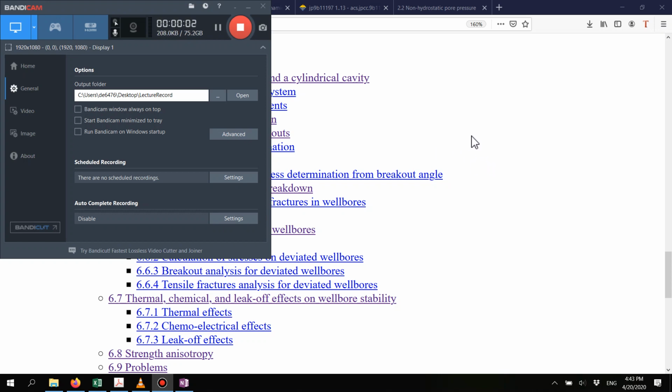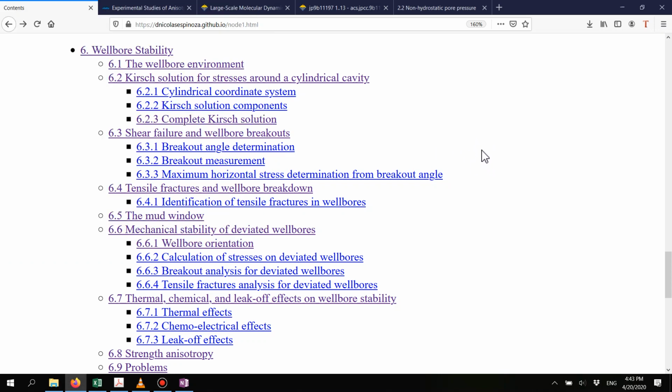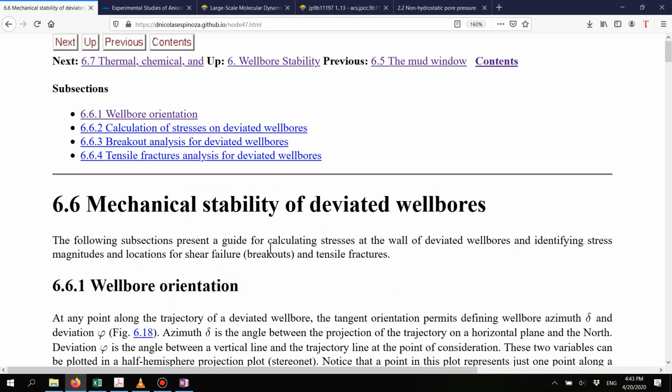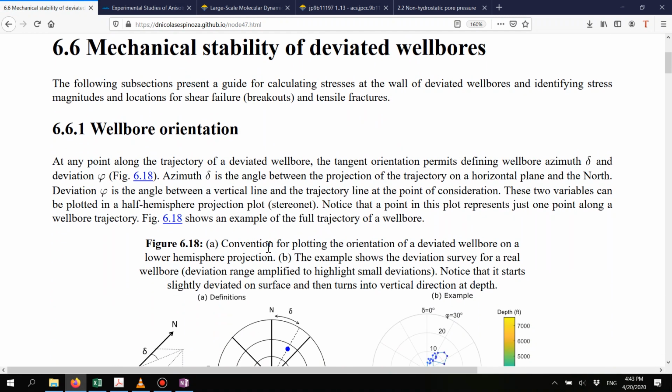Hello everyone. In this video we're going to extend the knowledge about wellbore stability to deviated wellbores. So far we have seen applicabilities of wellbore stability to vertical wellbores, going from point 61 to 65, and we're going to see how that now applies to a deviated wellbore. First of all, we're going to start describing what is a deviated wellbore and how we can quantify that.